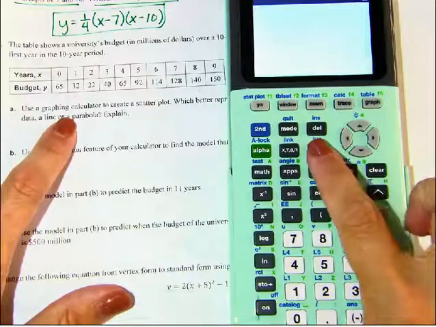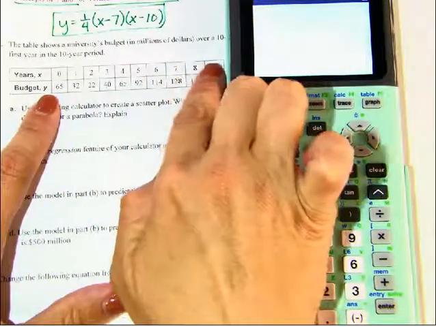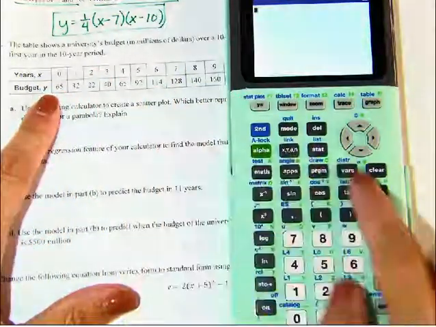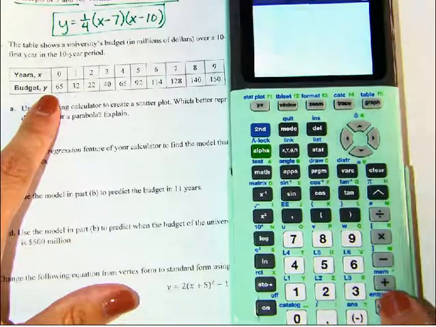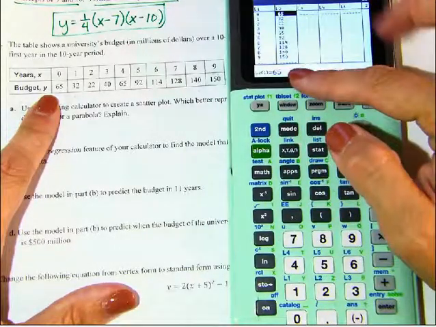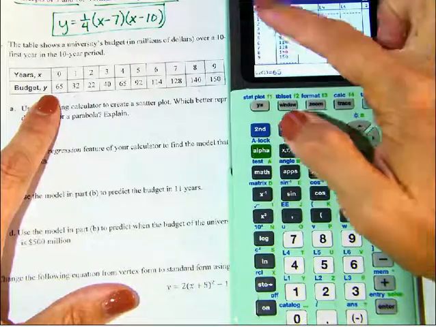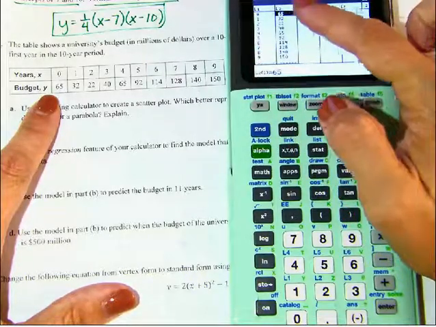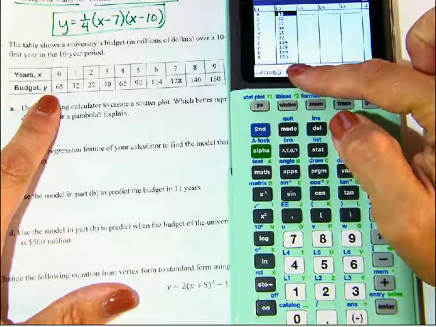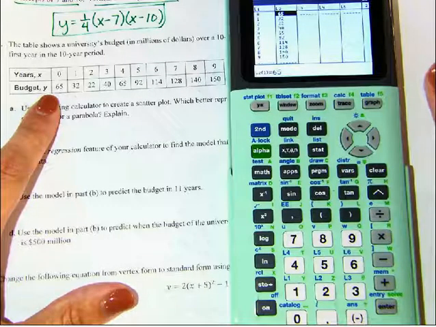But first, we're going to enter in all of these values for X and all of these values for Y under that stat edit. Okay, so I have them all entered in. L1 is all the X values, L2 is all the Y values, just like we did when we were doing linear regressions.